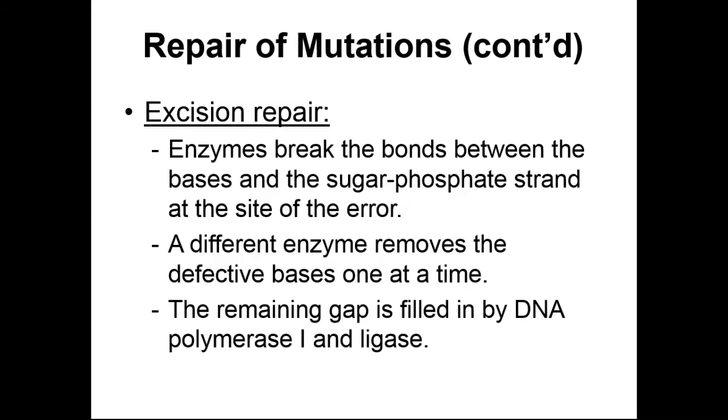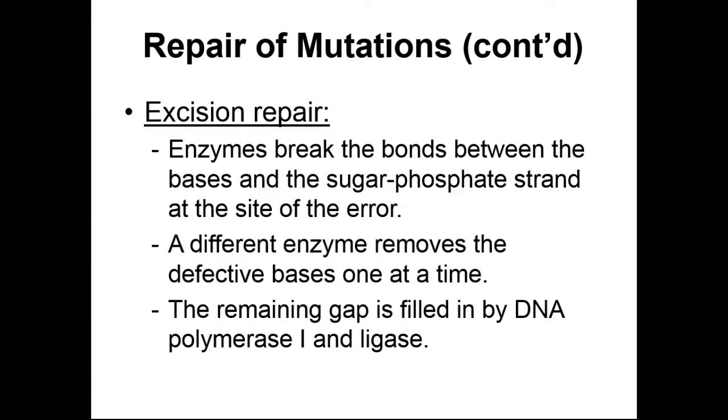Let's say we have a mutation occur, and this mutation wasn't necessarily from a thymine dimer occurring from ultraviolet light mutating the genome. We can still have excision repair. So this is just going to be a generic method of repair where we find a generic mutation.